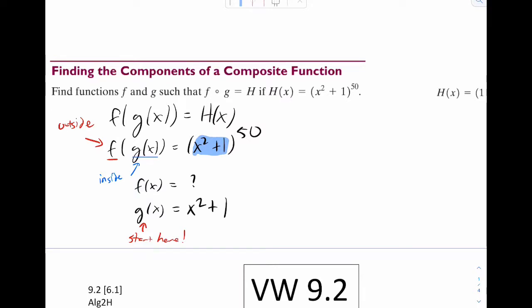And now you go to the outside function, and what you do is you replace this g of x with x. So that would be x to the 50th. And now I can see if I grab this and I plug it in here, I do in fact get this. So it works out. It's a pretty cool way to do these problems.